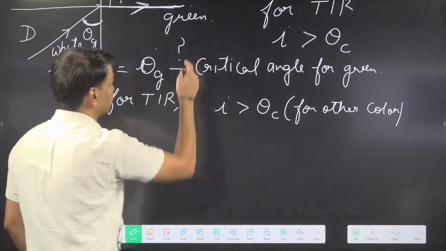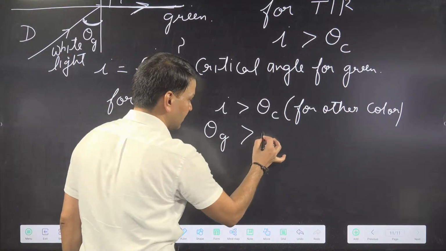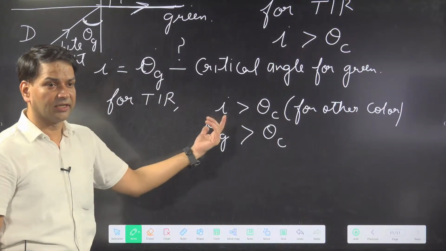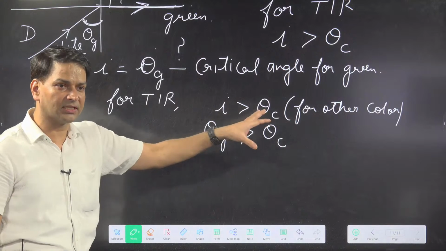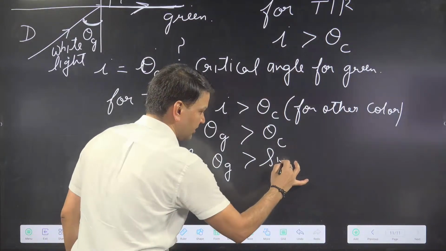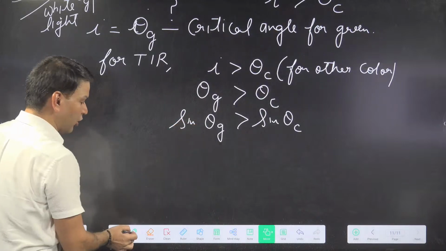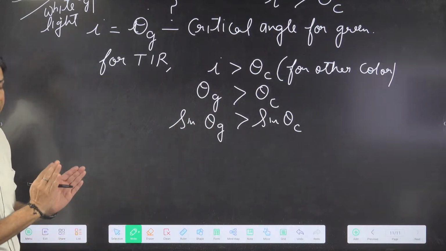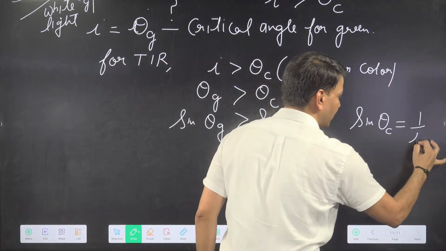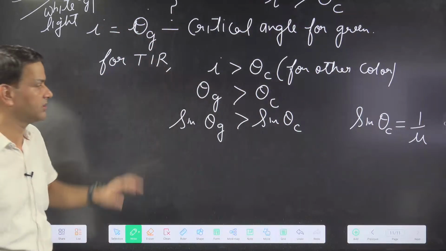Okay. Now what is the angle of incidence here? The angle of incidence here is theta green. Theta green is greater than the critical angle. When you get the critical angle on any side, the next step is to apply the sine. Now sine theta G must be greater than sine theta C. Sine theta G means the sine of the critical angle of green. We have the critical angle and mu relation: sine theta C is equal to 1 by mu, when the rarer medium is air.